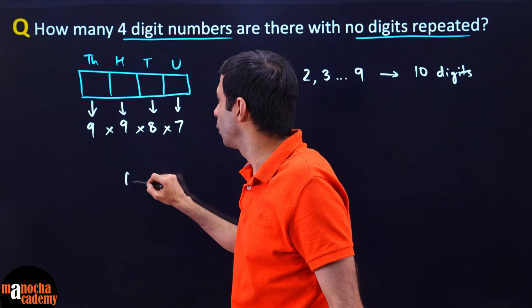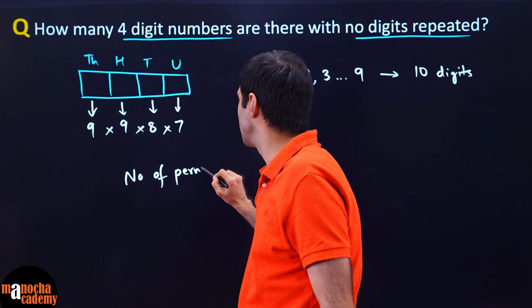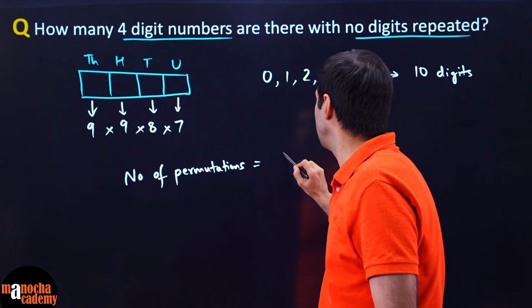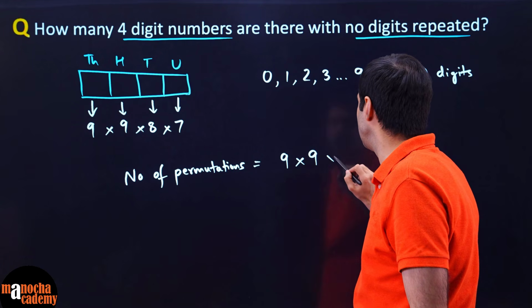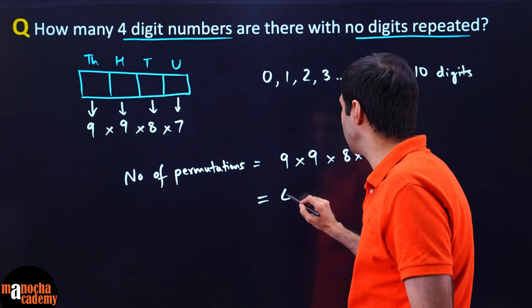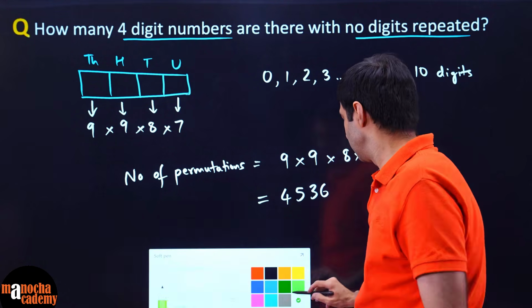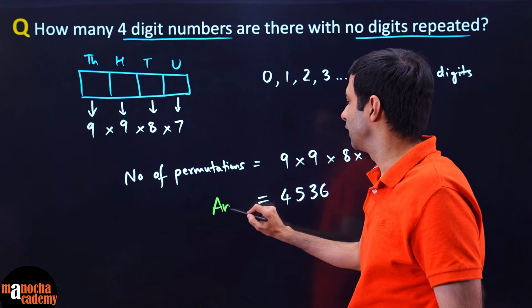So the total number of permutations possible here, or the number of 4-digit numbers possible, is 9 times 9 times 8 times 7. And if you multiply all that, you will get the answer as 4,536. This is our final answer here.